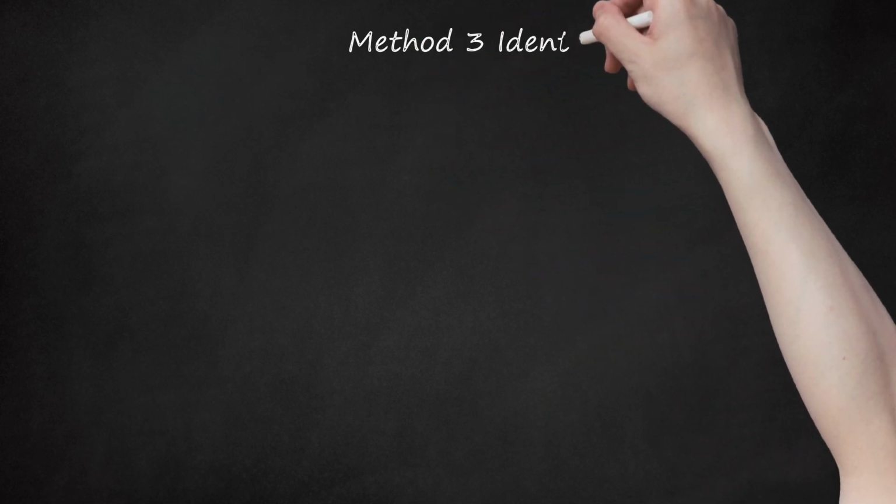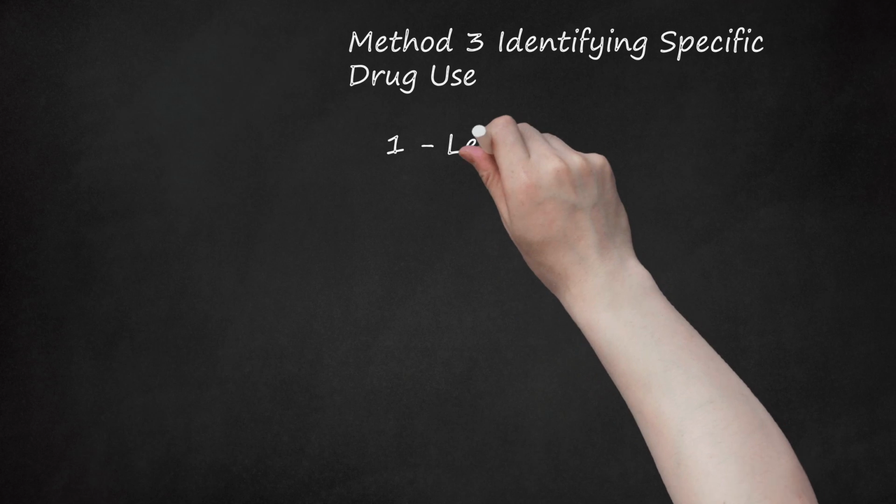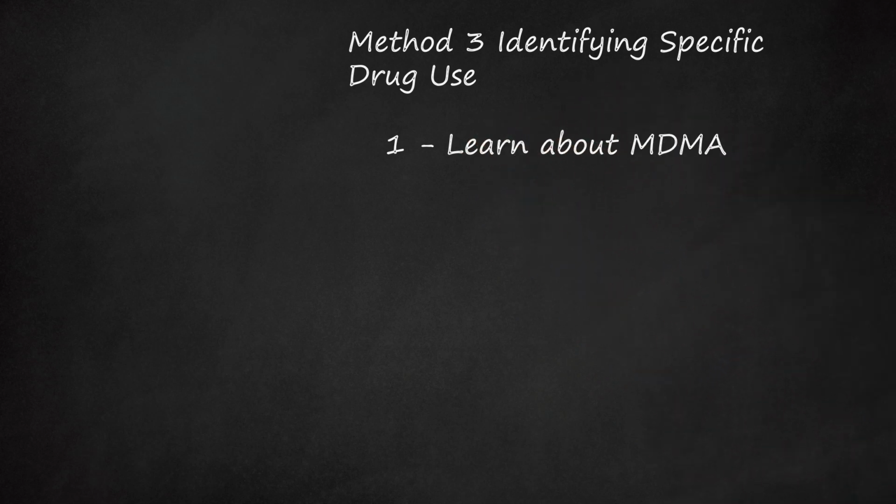Method 3. Identifying specific drug use. 1. Learn about MDMA. Usually called Ecstasy or Molly, this is the most popular club drug in most areas. Short-term symptoms, 3 to 6 hours: a boost to energy, mood, empathy, and sexual arousal, increased heart rate, sometimes nausea, muscle cramping, chills, or sweating.